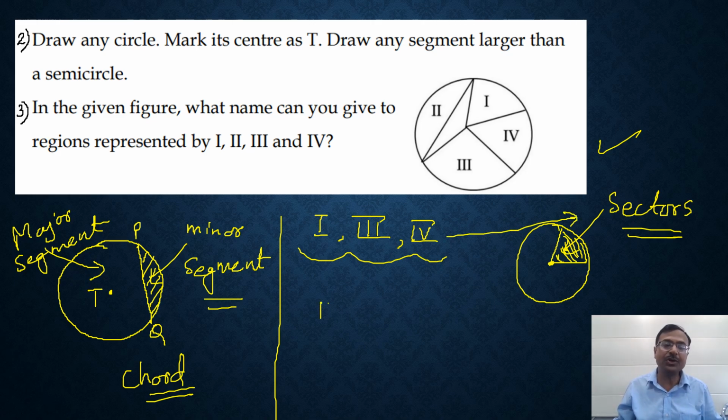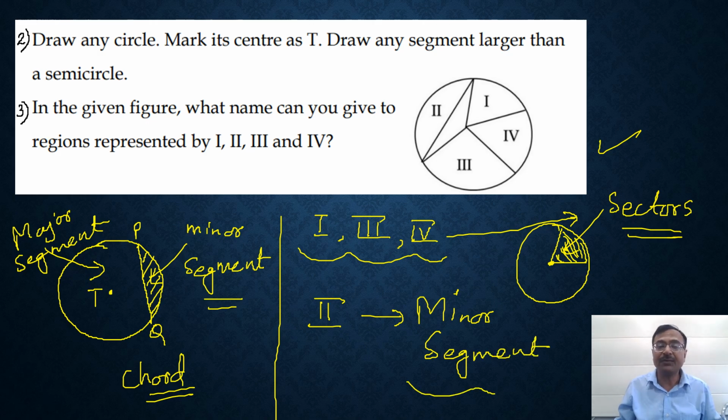sectors, and therefore region 1, region 3 and region 4 all are sectors. And what about region 2? I told you just now, the major segment and the minor segment are formed by chords. So if you see the second part, it is a minor segment. It is not more than a semicircle, it is less than a semicircle, and therefore it forms a minor segment. So understanding works for us, right?